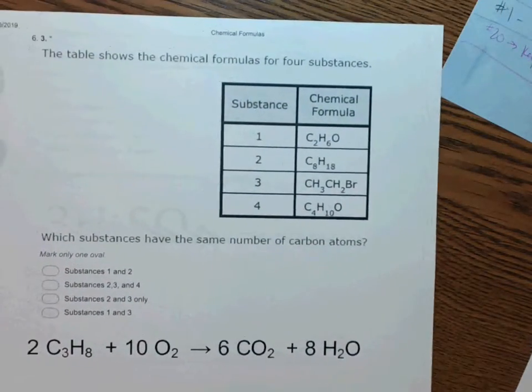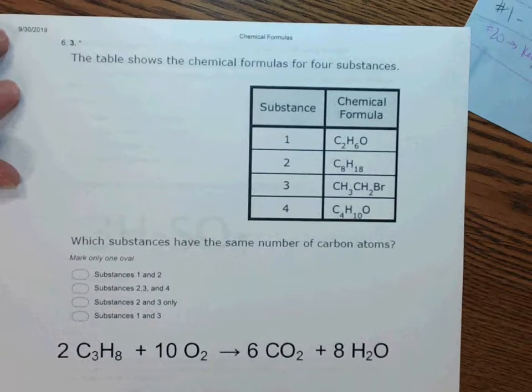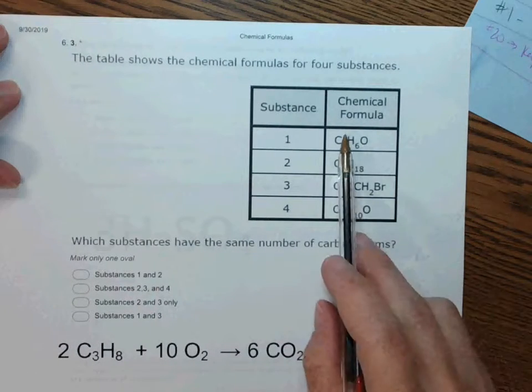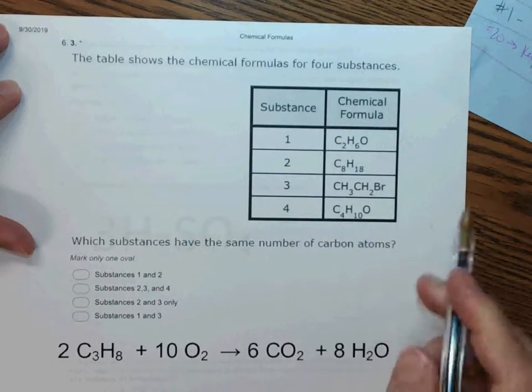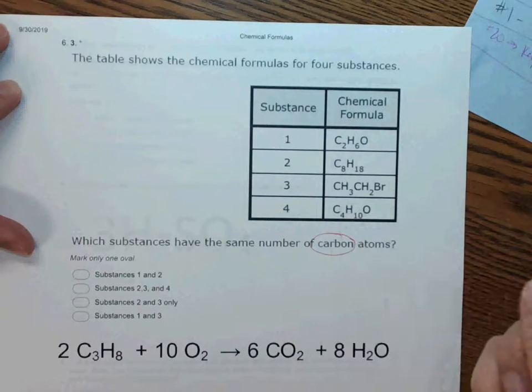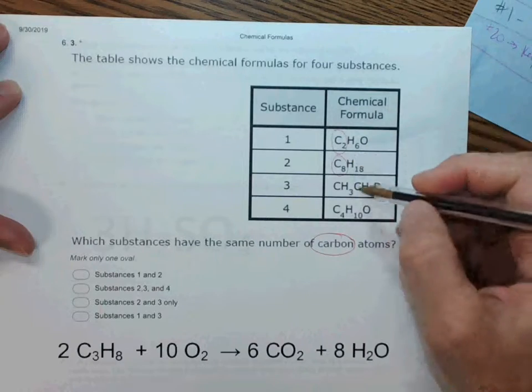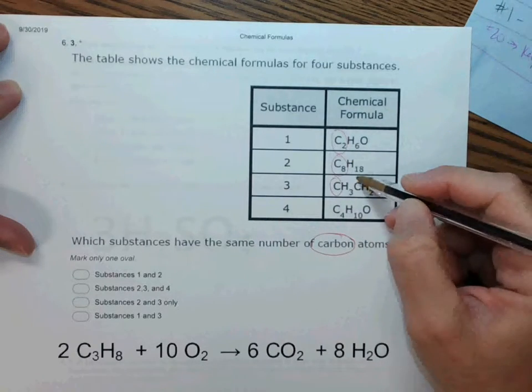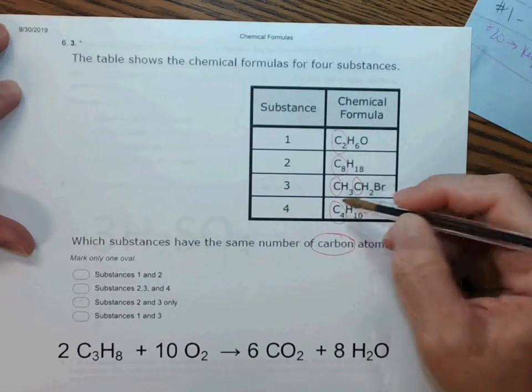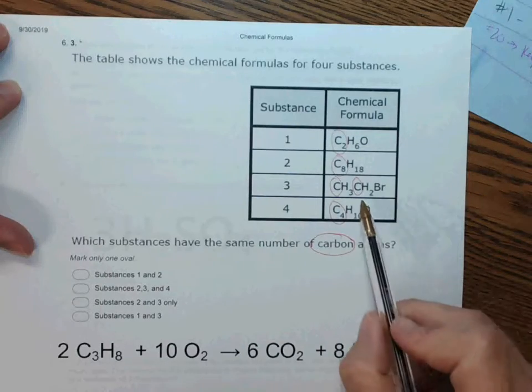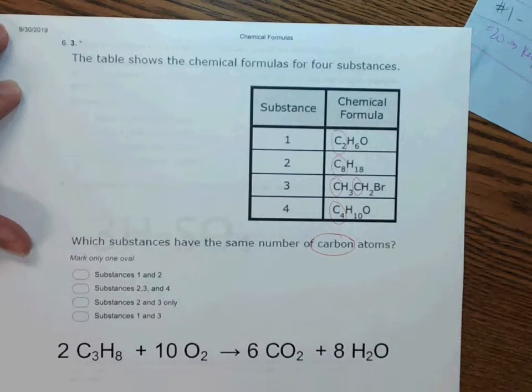Next one, the table shows the chemical formulas of 4 substances. So you've got all 4 here. Which substances have the same number of carbon atoms? So you are looking only at the C's. You need to be careful that you count all of the C's. This has carbon in more than one place.